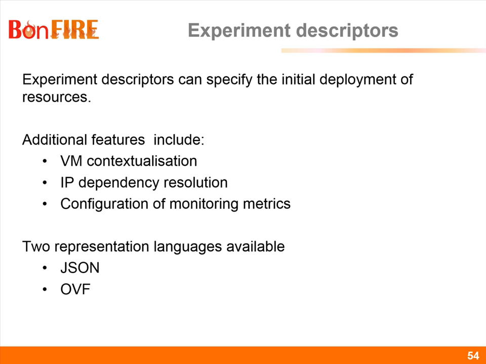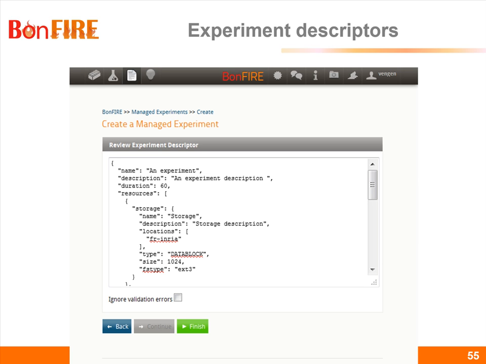So if you have a client that relies on a server, the experiment manager will deploy the server first so as to get the IP address, and then will do the client for you. And you can configure monitoring metrics as part of the context as well. You have JSON and OVF representations.